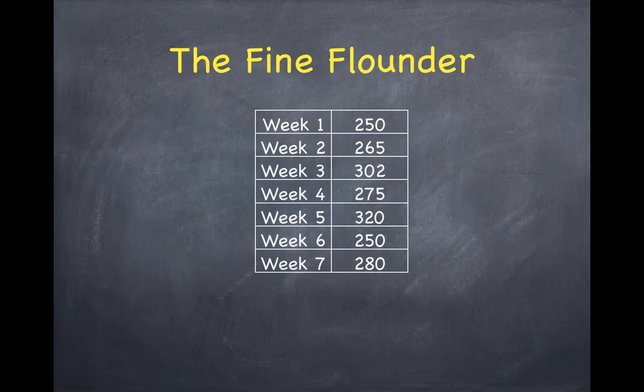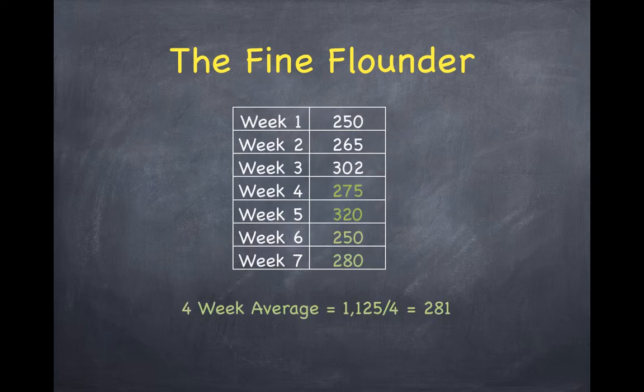This is the Fine Flounder restaurant, and it uses a 4-week moving average to forecast dinner covers. What is our forecast for week 8? So I'll repeat that. They use a 4-week moving average to forecast dinner covers. What is the forecast for week 8? I'd like you to put me on pause and just calculate this and make sure you're on track with how to accurately do this. Once you've figured out the forecast for week 8, go ahead and play me again and find out the answer.